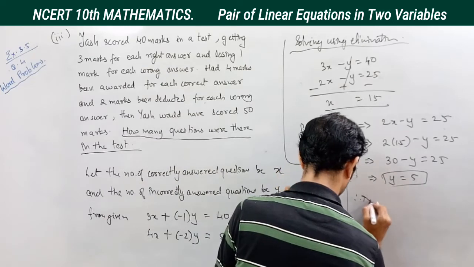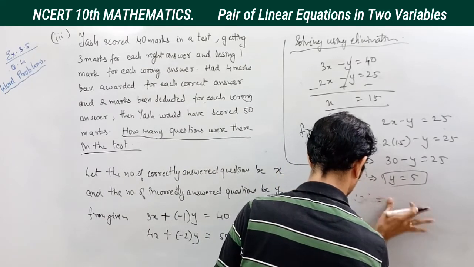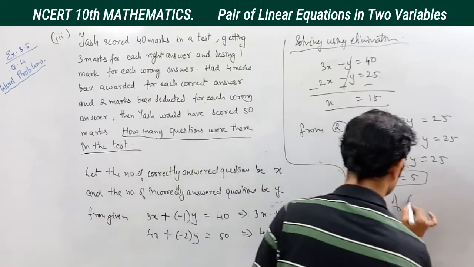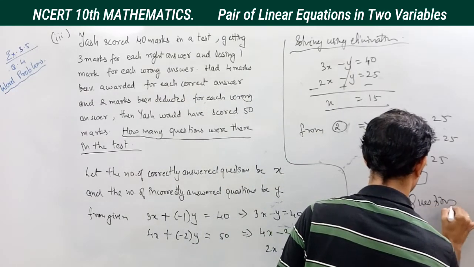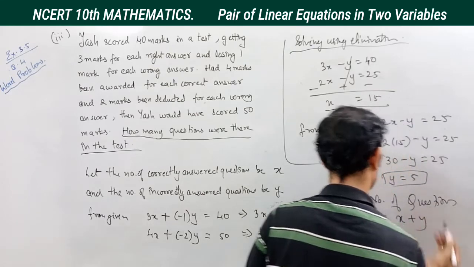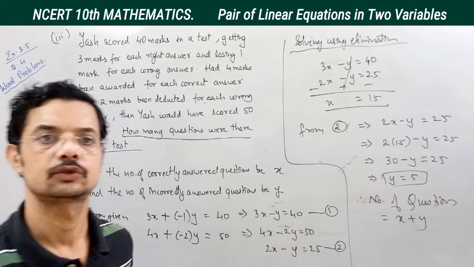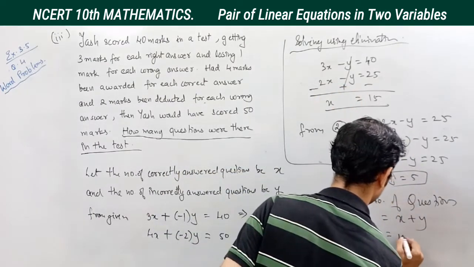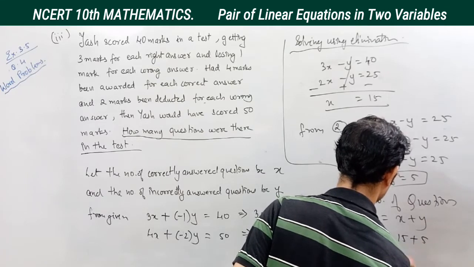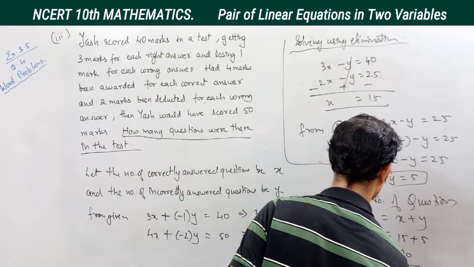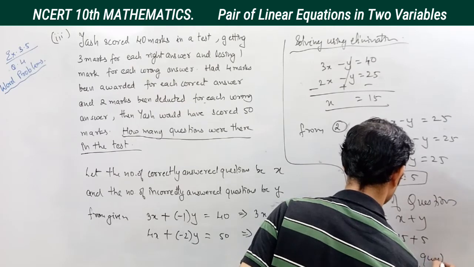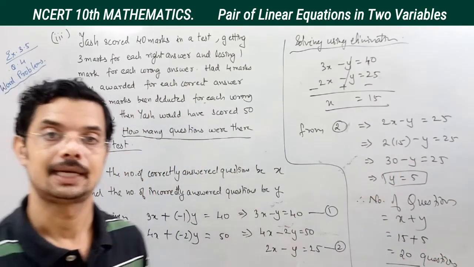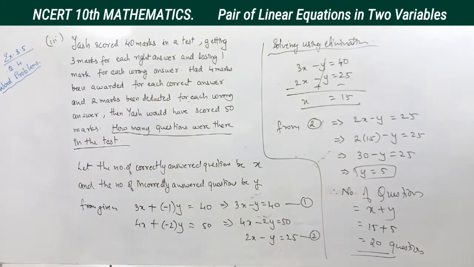So therefore the number of questions is equal to x plus y. What is x plus y? x is equal to 15 and y equal to 5. So 15 plus 5 is 20. There were 20 questions in the test. You can pause the video and note the problem.